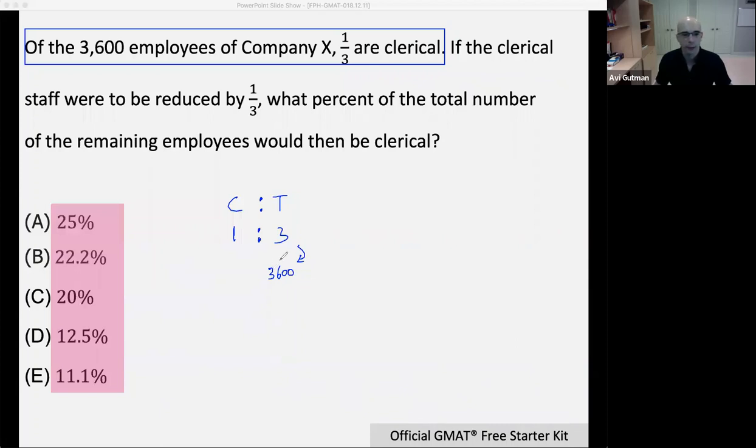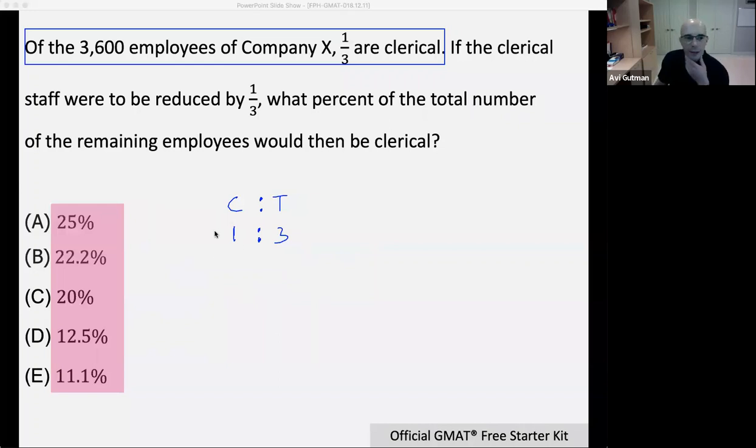So each of these ratio units is worth how many employees? That's right. What we do is we divide the actual number of employees by the number of ratios, and that would give us a scale of 1200. And then if we wanted to know how many are clerical, we would apply that same scale because it's in the same map, and the answer would be 1200. But we don't need any of that for this question because the answer choices are percents. All right, keep reading. If the clerical staff were to be reduced by 1/3.